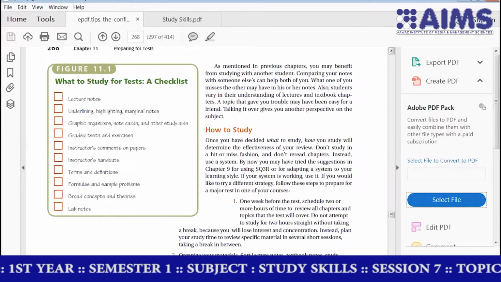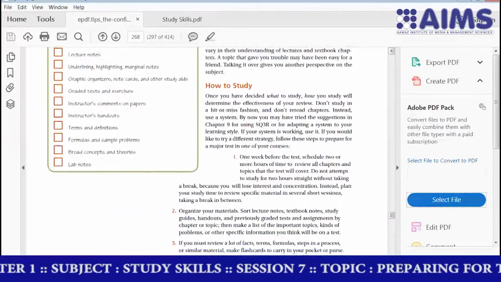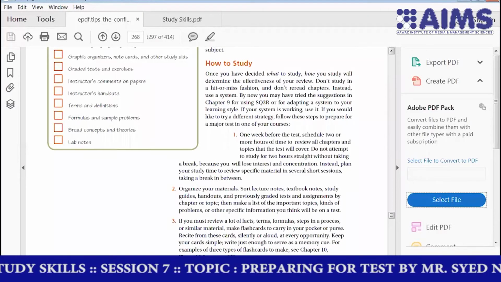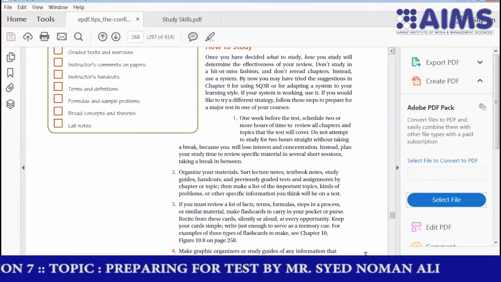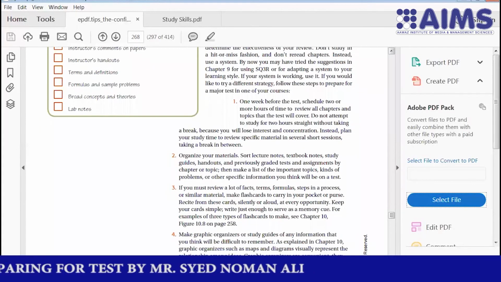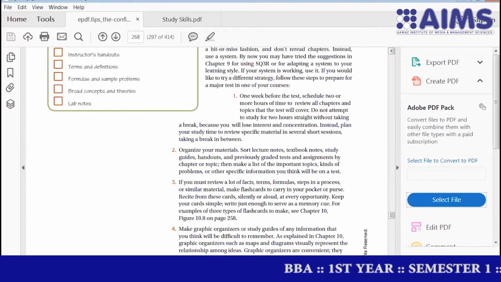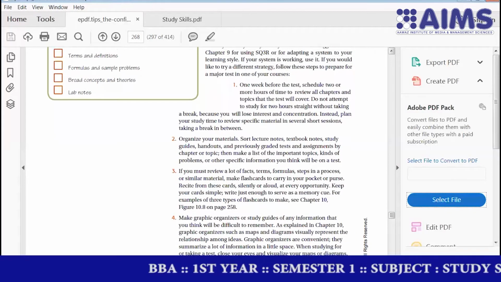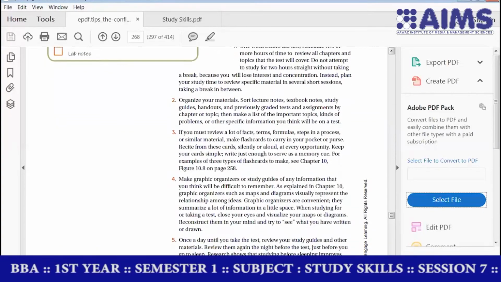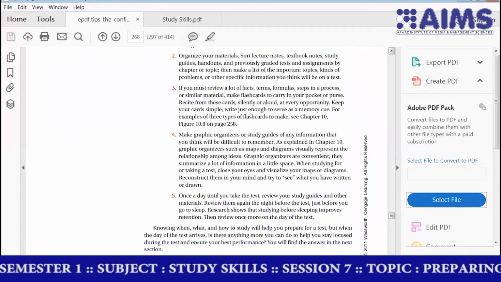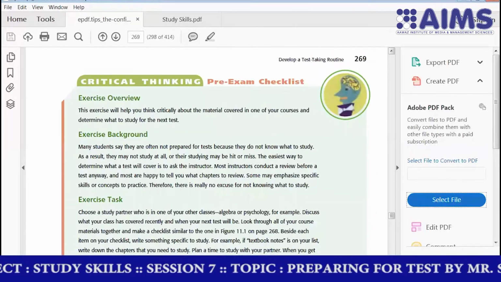These are the checklists. And how to study: once in a week, daily, and in what manner to organize your material, lecture notes, and textbook. You must also review the facts, formulas, and steps mentioned in it, and try to learn the graphics and visual images.